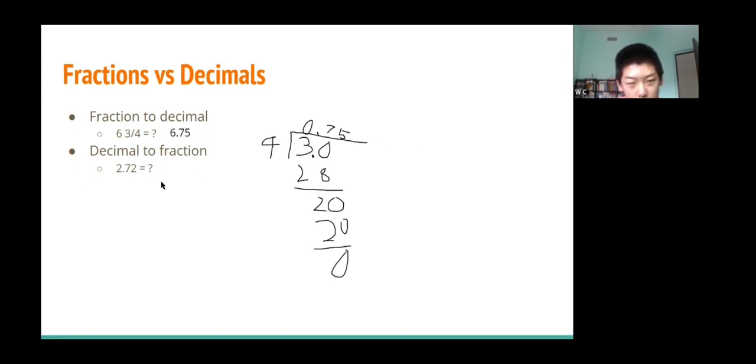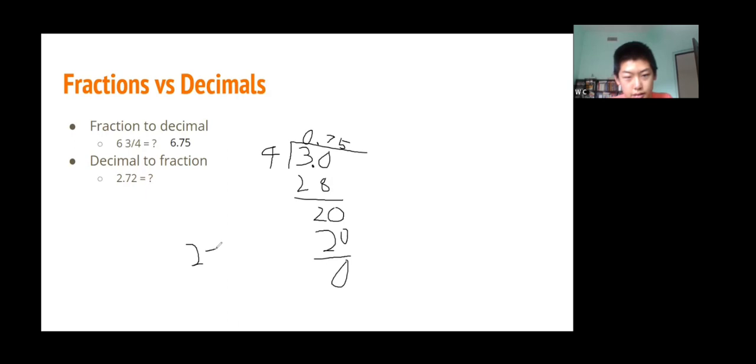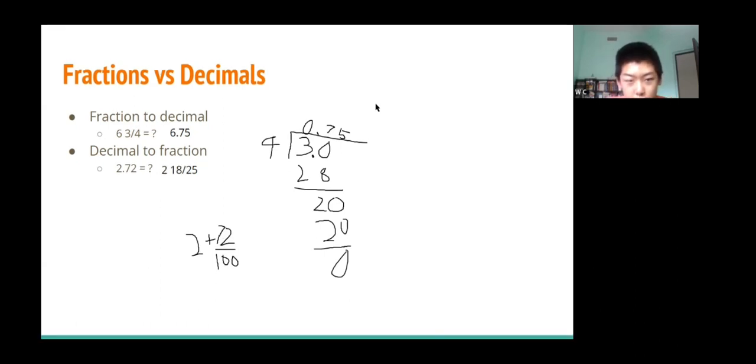Decimal to a fraction, remember that everything after the decimal is actually divided by a multiple of 10. 2.72 equals 2 plus 72 divided by 100, because that's what a decimal means. So our answer is 2 and 18 over 25.